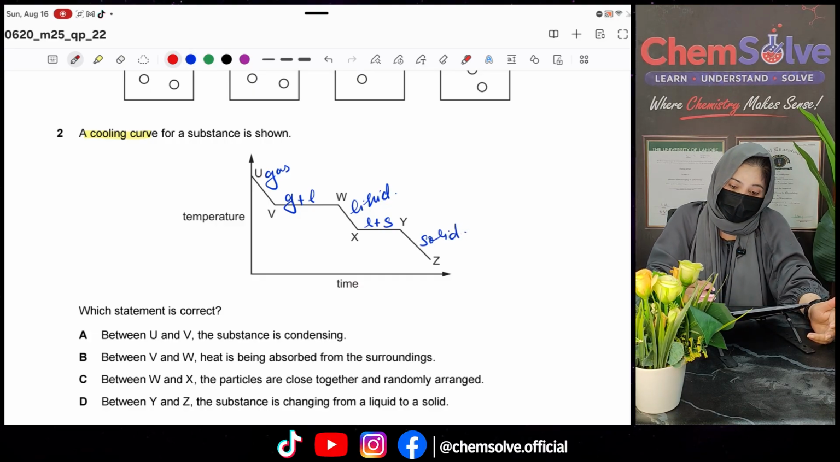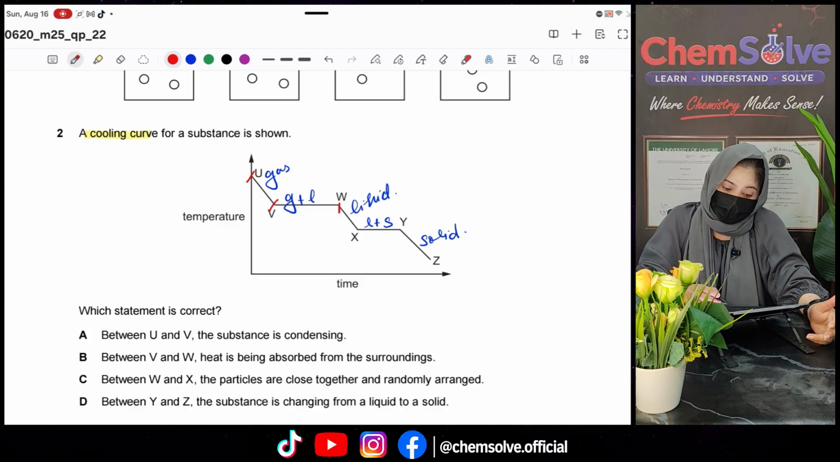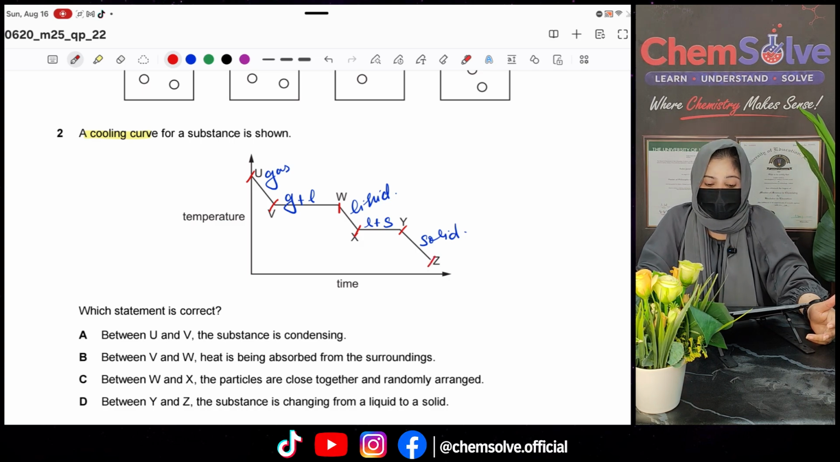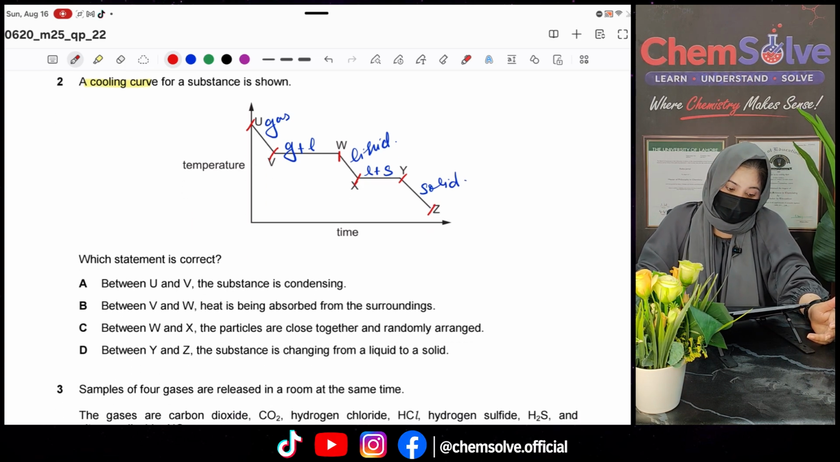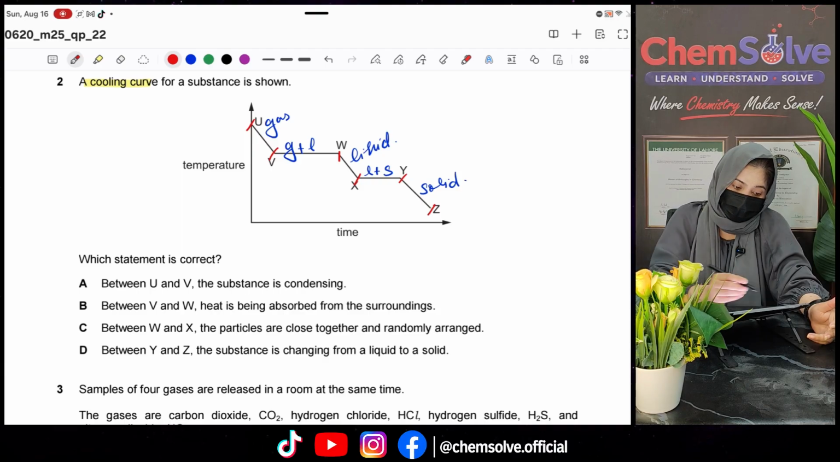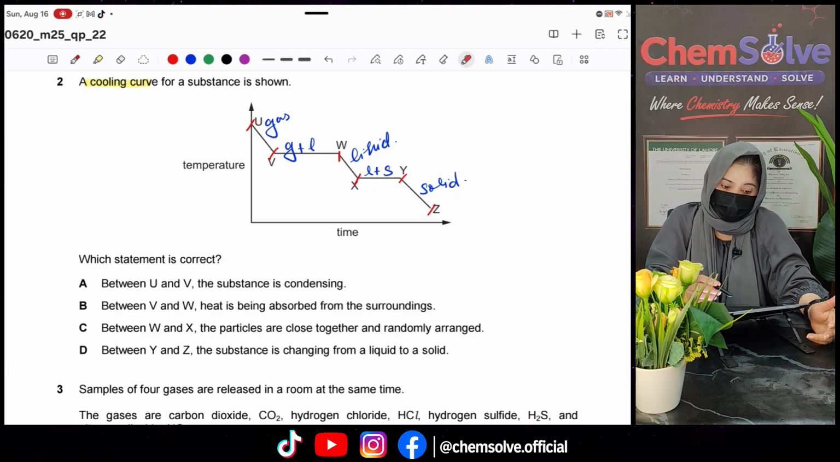If I mark it carefully, then from U to V, it is a gas. From V to W, it is gas plus liquid both. From W to X, it is a liquid. And X to Y, it is liquid plus solid. And Y to Z, it's a solid. So look at the options. Between U and V, he's talking about this U and V, the substance is condensing. Okay, it is basically coming closer to each other. So maybe this option is correct.